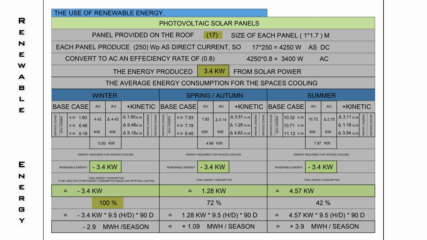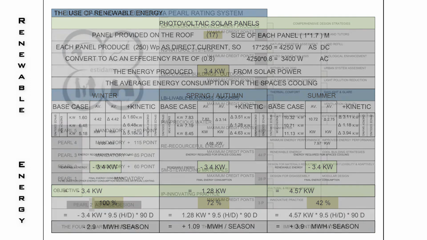In spring and autumn, the solar energy will stand for 72% of cooling energy consumption, and for summer, it will stand for 42% of the cooling energy consumption.